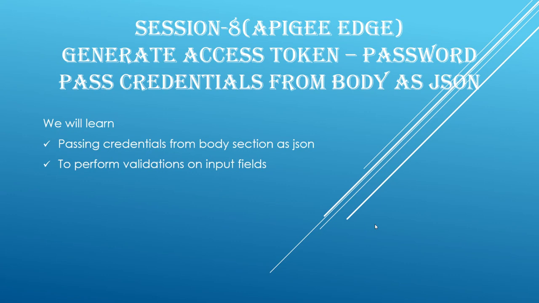In our previous video session, we discussed how to pass user credentials from form URL encoded to generate an access token. In case you haven't watched it, I have provided the link below in the description, so please watch it. Along with this, we will also learn about performing validations on the input fields. At this moment, if it is not clear, don't worry, we are going to see it in action.